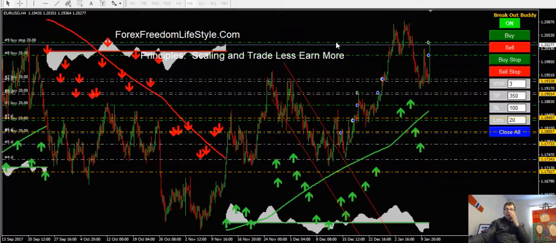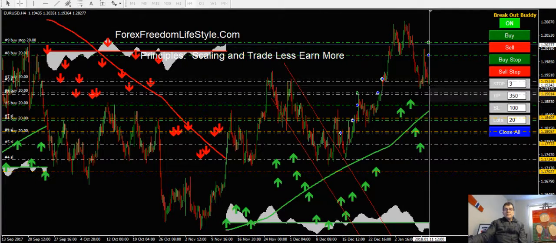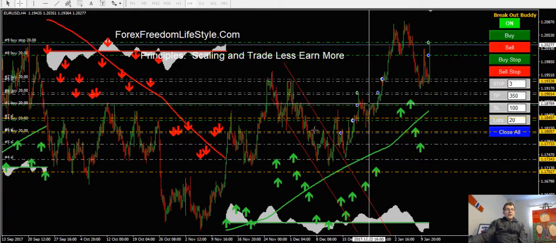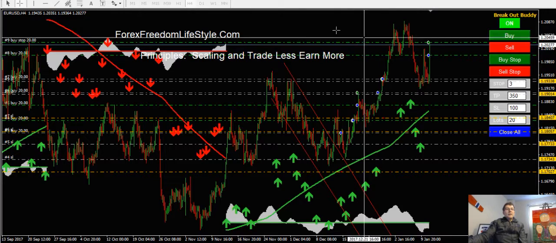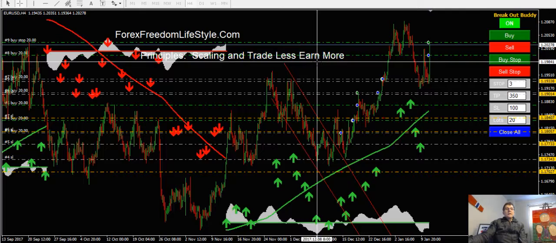We've got 8 on already, and we are on the date, the 12th of January 2018. Starting off to a rocking good year. We've been in this trade for about a month. This is a perfect example of the principles of scaling, trade less, earn more.